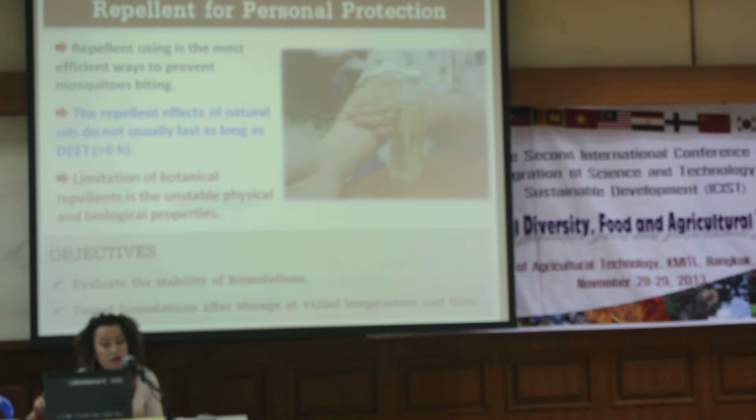So the next experiment that I told you about is the biological stability of a repellent. As you know, using insect repellent is one of the most efficient ways to prevent disease transmission by biting insects, particularly mosquitoes. One limitation in the practical application of botanical-based repellent is unstable physical and biological properties. So the objective of this research was to evaluate the stability of the formulation. They were tested after storage at varied temperature and time interval.